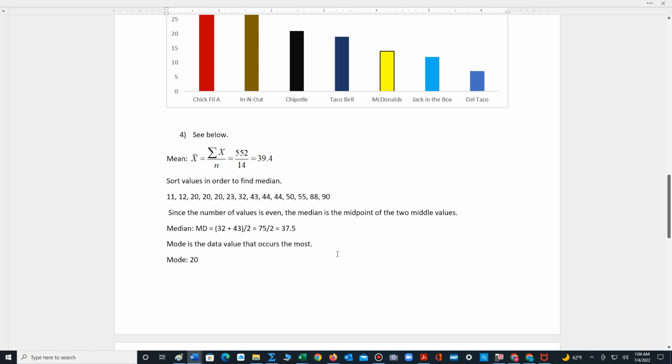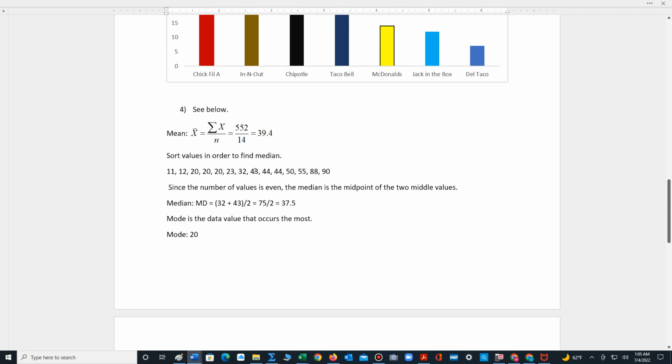Number 4, we're calculating the 4 measures of central tendency. We're given a set of data. To compute the mean, we find the sum of all the data values, 552, divided by the number of data values, 14. 39.4 is the answer. For the median, we have to put the data values in numerical order. And then since we have an even number of data values, we pick the two middle values, 32 and 43, and find the midpoint of those values. So we add 32 and 43 to get 75, divided by 2 to get 37.5.